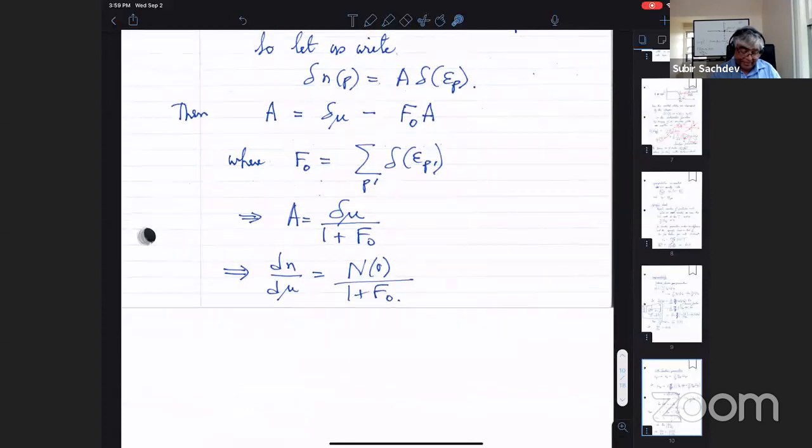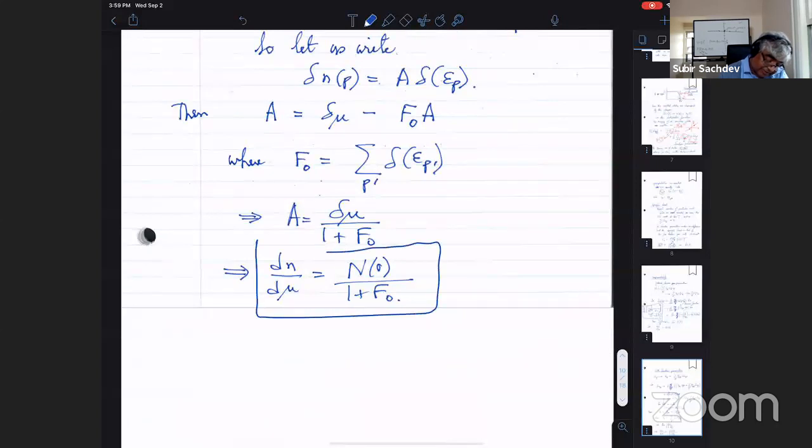I'll just leave that. And the final result, the simple algebra is spelled out here, is this result here. It gets renormalized. So this is the so-called Landau renormalization. Because of the Landau parameter, the compressibility is corrected by this factor of 1 plus F naught.